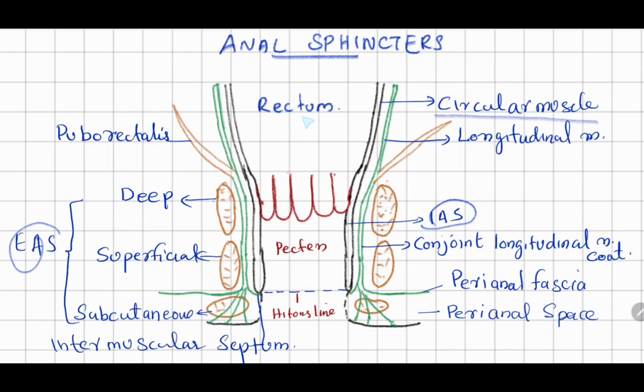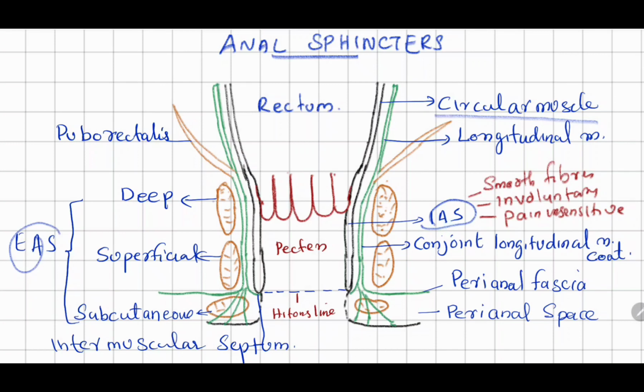The rectum has circular muscle and longitudinal muscle. So the circular muscle of the rectum continues downwards and forms the internal anal sphincter. Internal anal sphincters are smooth muscle fibers. They are involuntary and they are pain insensitive. They are not sensitive to pain. Remember, that is the internal anal sphincter.